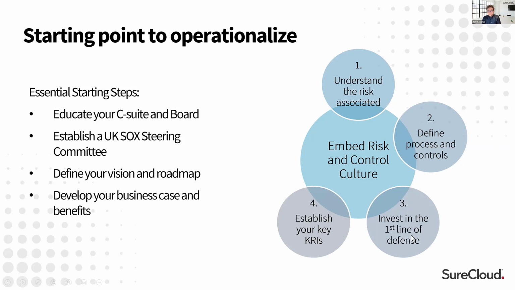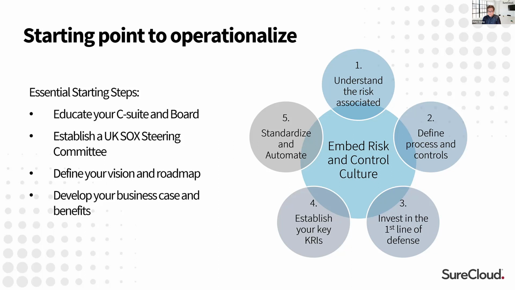So how then do we operationalize SOX? Well, there are some essential steps. For example, you need to educate your C-suite and board on what SOX is and what the priorities are. Also, look at establishing a UK SOX steering committee. Because if we work on this in silo or give it to compliance or a specific area of the business, things will be missed and there will be conflict in how things work, how you manage testing, how you manage control changes, and documentation.